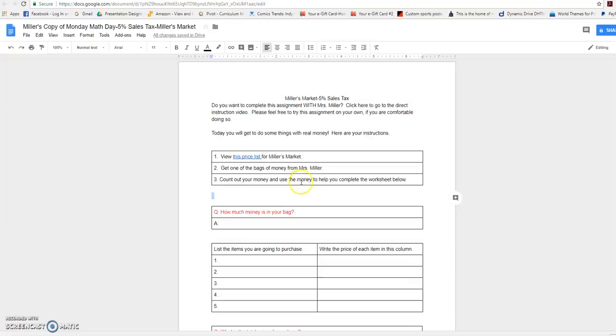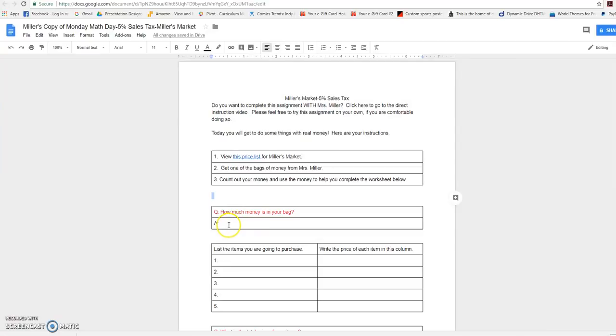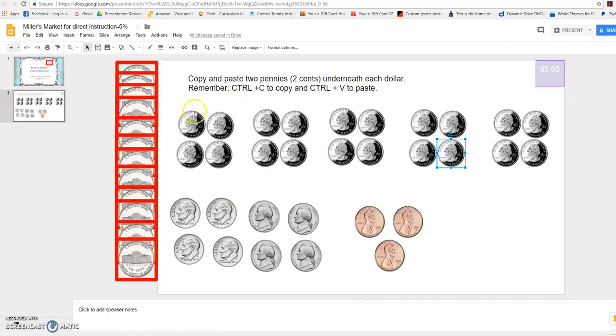You also need a bag of money. You're going to start by counting out your money, and then you're going to use the money to complete this assignment. Now, since I can't show you my bag of money, I went ahead and laid out my money here, and you can see just how much I have. In order to save time, I've already counted mine out. This is $1, $2. Altogether, I have $5.63. Please go ahead and push pause and count up your money.